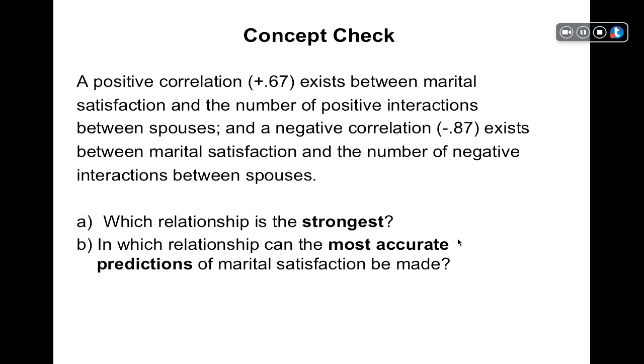Concept check. A positive correlation, 0.67, exists between marital satisfaction and the number of positive interactions between spouses. A negative correlation, negative 0.87, exists between marital satisfaction and the number of negative interactions between spouses. A, which relationship is the strongest?